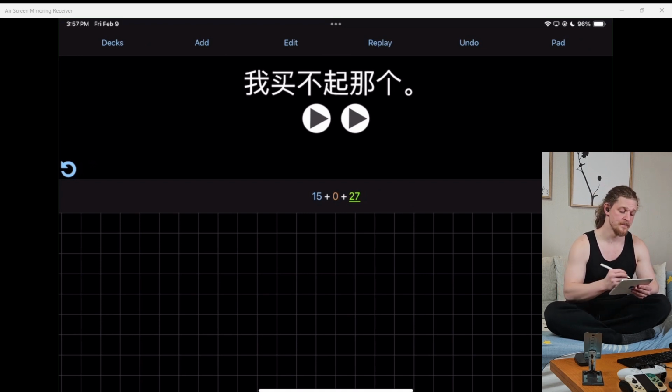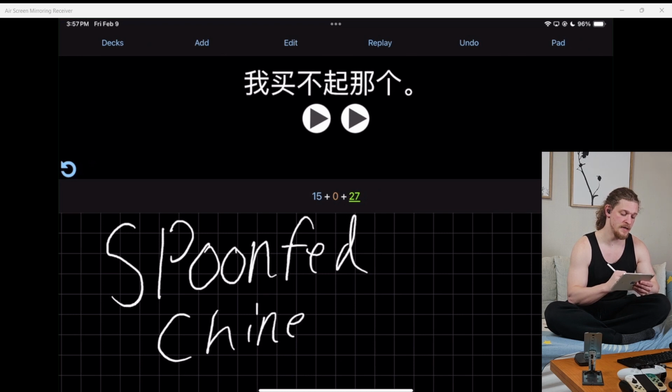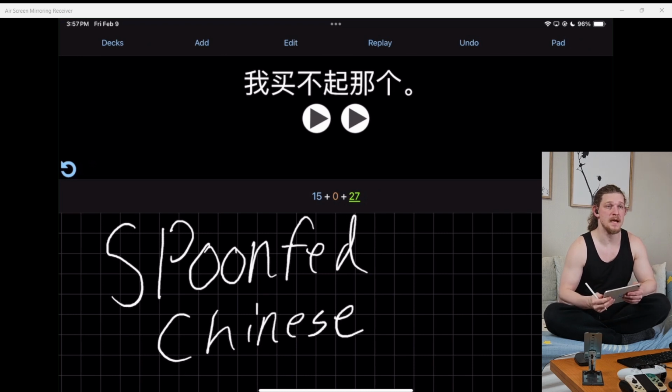So, if you have not already, I recommend that you look online and download Spoon-Fed Chinese. This is a deck for the Anki application. This will be really helpful for you. It's got a lot of pretty well-made flashcards. It's got tons of audio. A lot of them are spoken by native speakers. I'm not sure all of them are because I haven't been through the whole deck yet.